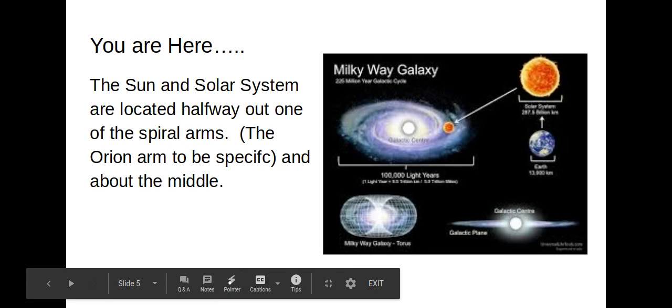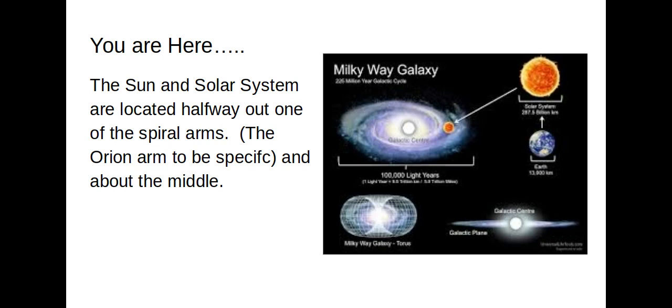Now, you are here. This is our galaxy. Our sun is just one of the many stars in the Milky Way galaxy. It just happens to be our friend, our local star. We are located about halfway out on one of the spiral arms. So if you look at the diagram to the right, you'll see a picture of the Milky Way galaxy.